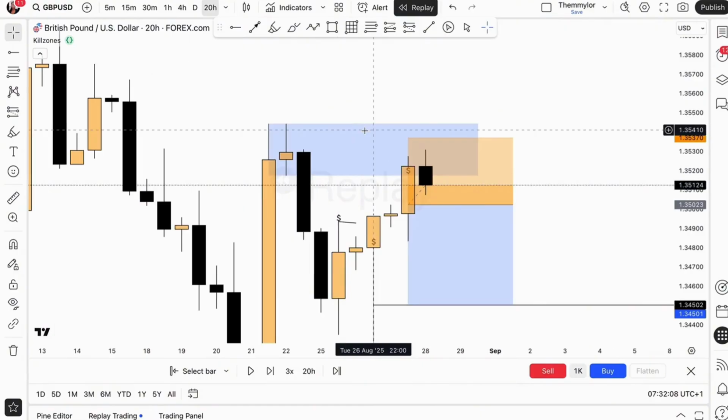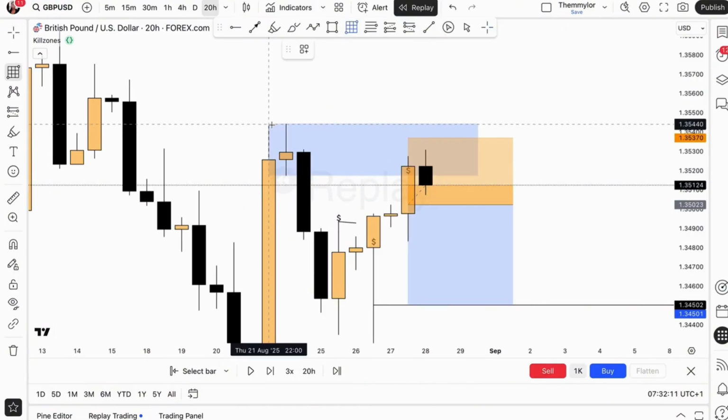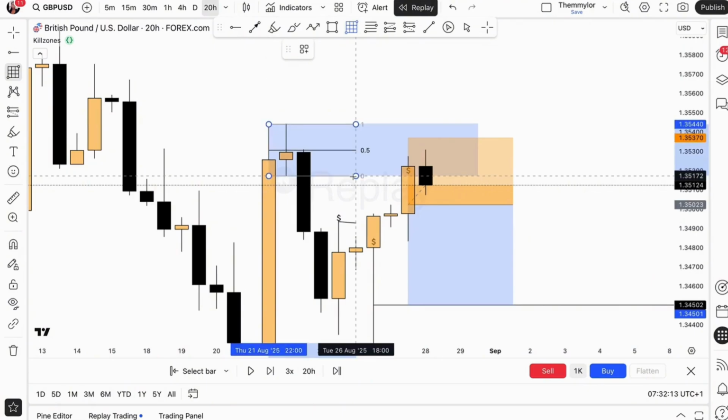So now what price did was come and mitigate the 50% of this supply zone.